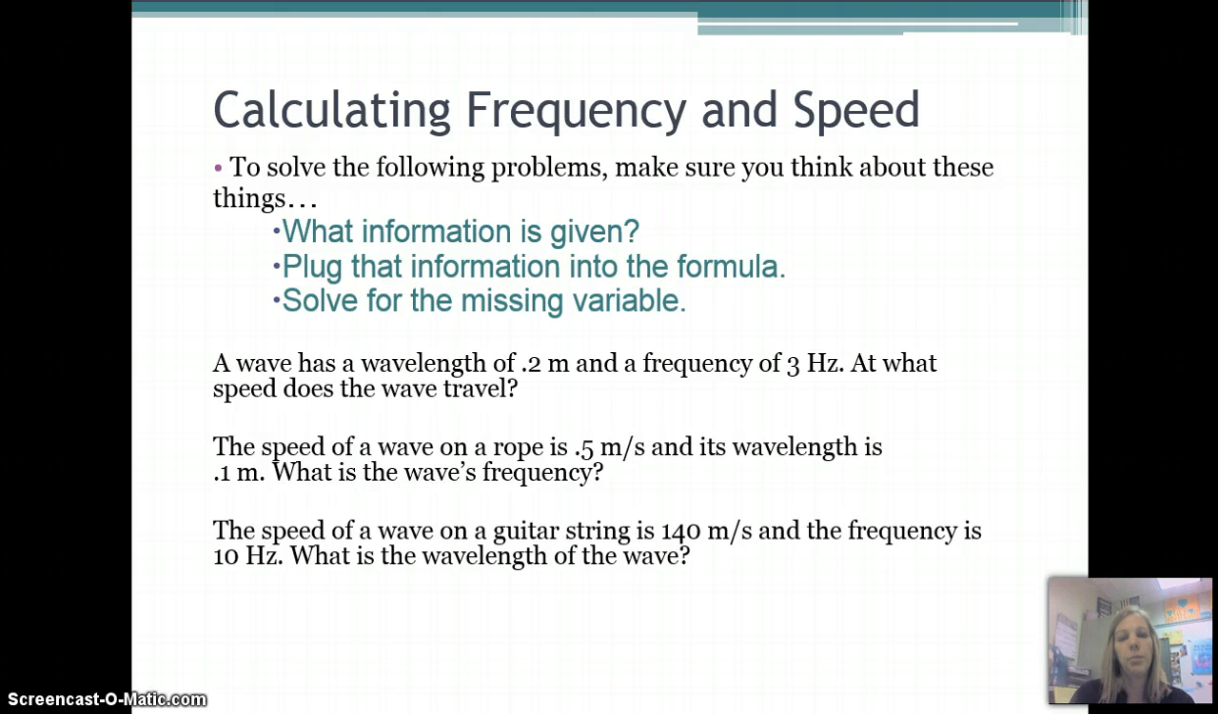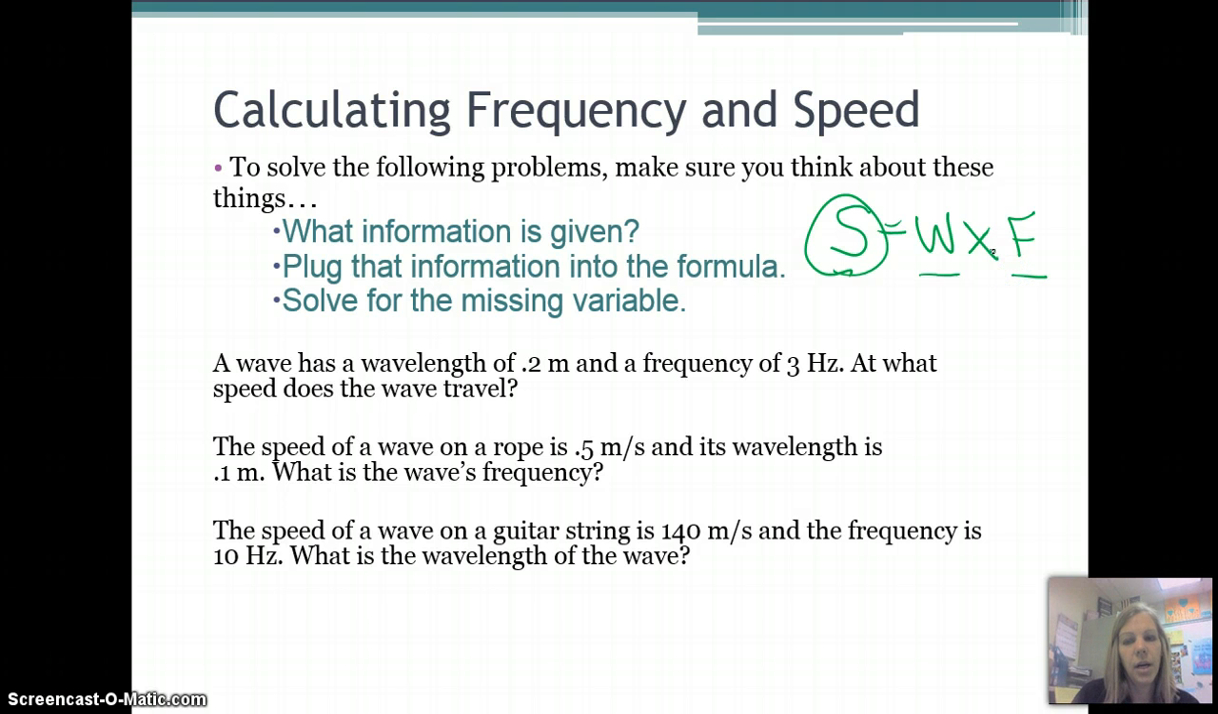Next, here are some word problems. So you're going to solve these in the same way. It gives you information. And if you remember the formula, it is speed equals wavelength times frequency. So sometimes it's going to ask you to solve for speed, but other times it's going to ask you to solve for the wavelength or frequency.